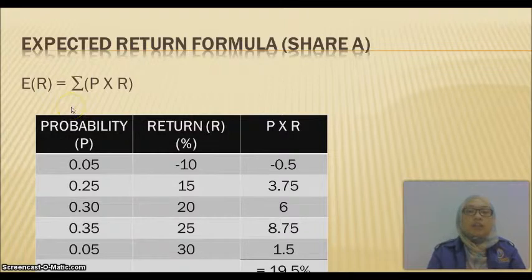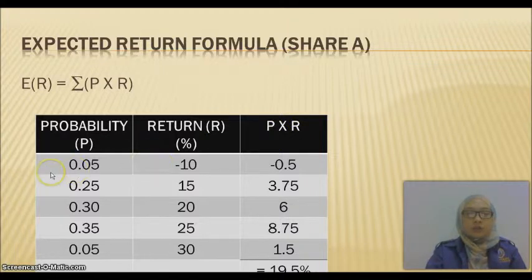To calculate expected return, this is the formula: the sum of P times R. We need 3 columns to calculate expected return. The first column will be probability. The second column will be possible return, in percent. And the third column is P times R.